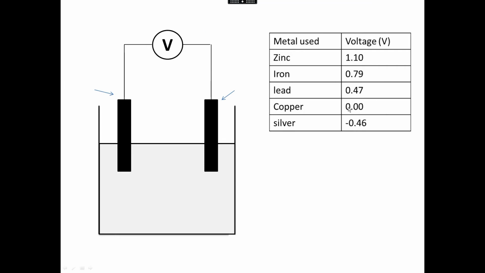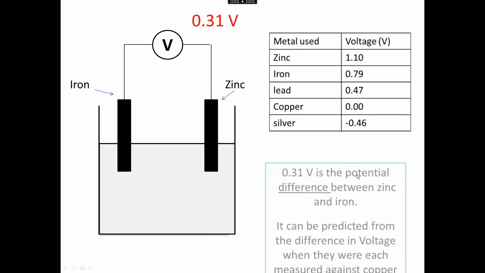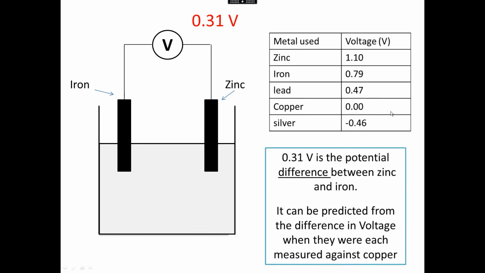Okay, so the results of this experiment gave us a consistent scale for all of their potential differences measured compared to copper. But what if we start comparing different pairs of metals? Well, if we connected up iron and zinc and measured it using a voltmeter, we would find a voltage of 0.31 volts. Now, if you look carefully at these results, 0.31 volts is also the difference between zinc and iron's voltages with copper.